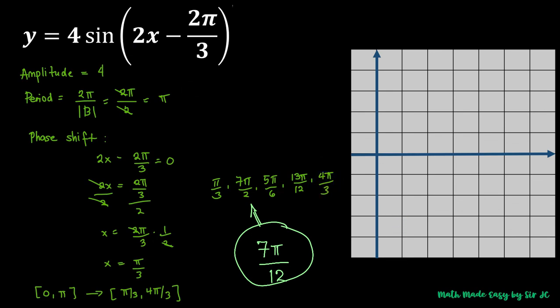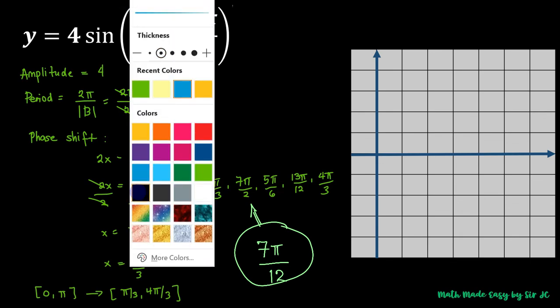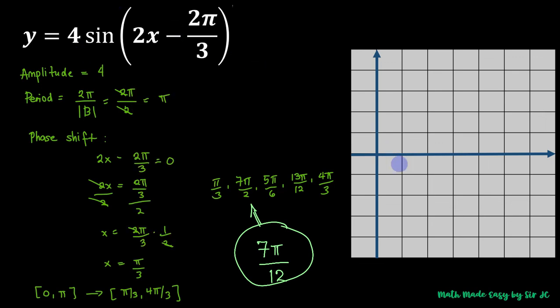Okay, so we plot the points. We have to start at pi over 3. Then we have 7 pi over 12. Then we have 5 pi over 6. Then we have 13 pi over 12. Then 4 pi over 3. And the highest value of y is 4: 1, 2, 3, 4. So that is 4. Then the lowest value is negative 4.